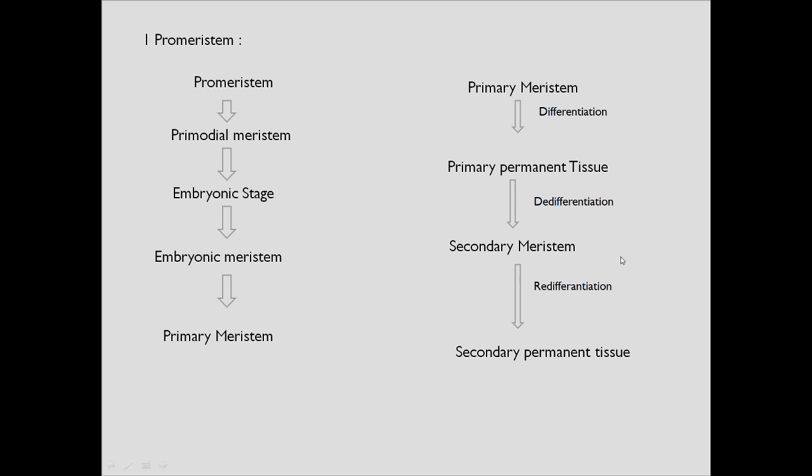And this secondary meristem is redifferentiated. It shows redifferentiation again and forms a secondary permanent tissue. Understood? It means the primary meristem is differentiated to form a primary permanent tissue. This primary permanent tissue is dedifferentiated to form a secondary meristem. This secondary meristem is redifferentiated to form a secondary permanent tissue.